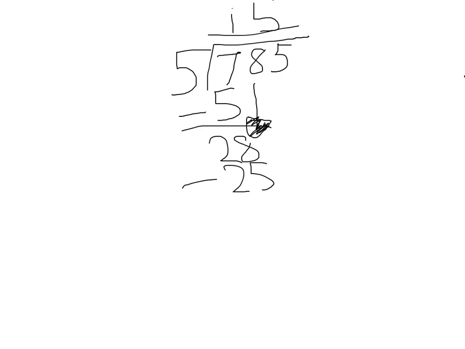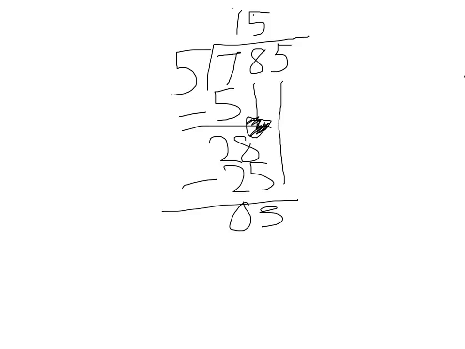9 plus 1 equals 10, so that would be 8. Just going to put another 15 that we have so far. Okay, so then we do 28 minus 25. So 8 minus 5 equals 3. And then 2 minus 2 equals 0. And then we're going to bring down our 5, and it's going to be 35. That's how you do it.